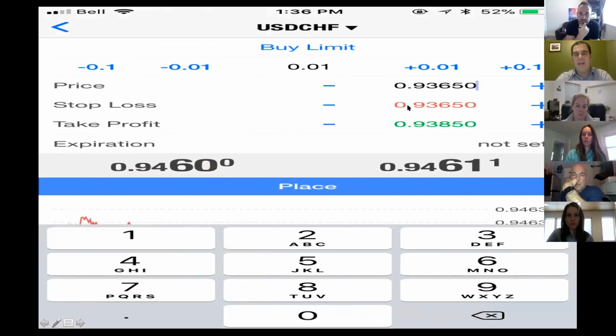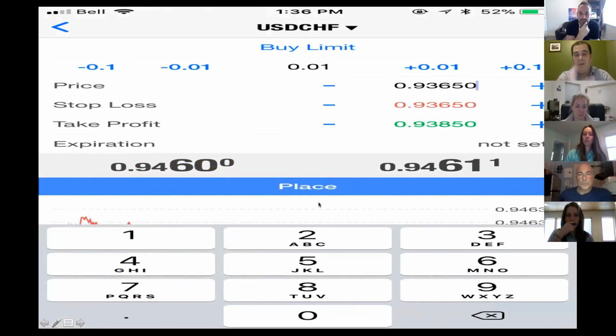The stop loss again suggested 0.93. Oh, sorry, I put the wrong stop loss. It's 93252. Yeah, I did a typo here. Right here. Then my take profit, bang. Okay. Once all of these are set, I would hit place.